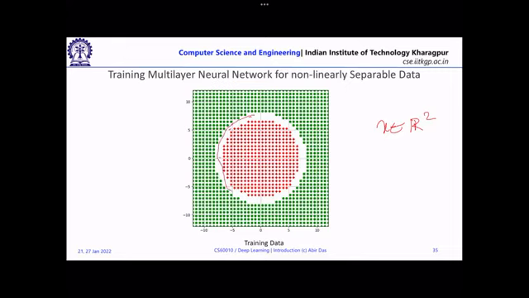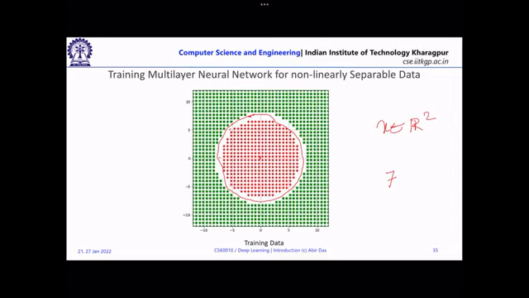But that's how I actually prepared the data. If you see closely, I have taken the radius as 7. If the distance from 0 to a data point is less than 7, then it belongs to the positive class. If the distance from 0 to that data point is more than 7, then that is the negative class.